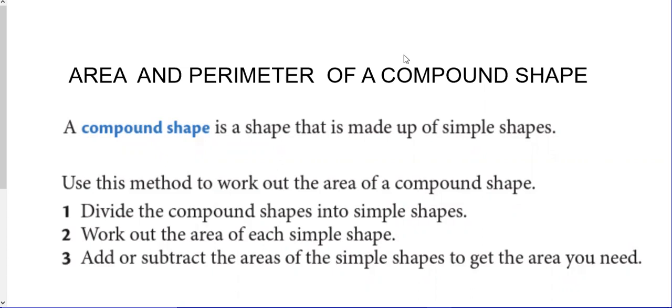Welcome to the quick tutorial on how to find area and perimeter of a compound shape. So we have to begin with a simple question. What does a compound shape mean? So we say a compound shape is a shape that is made up of simple shapes.